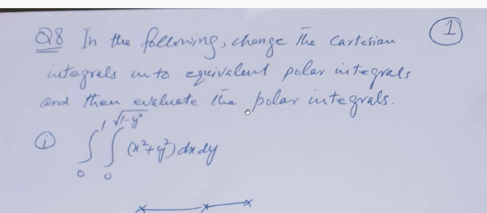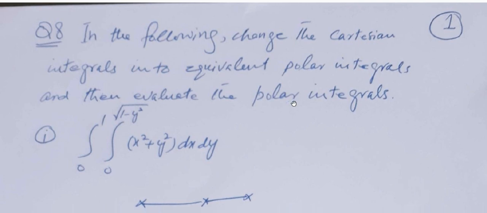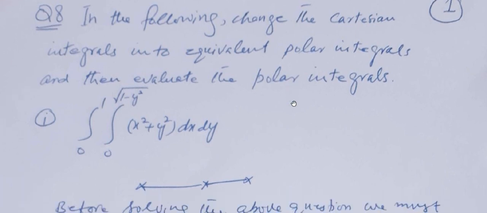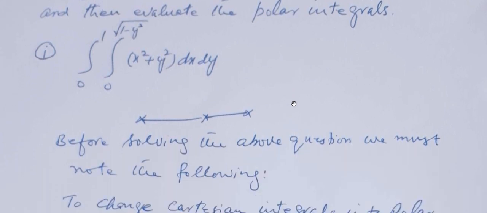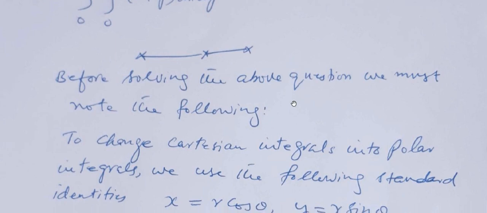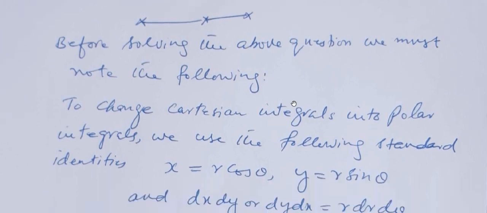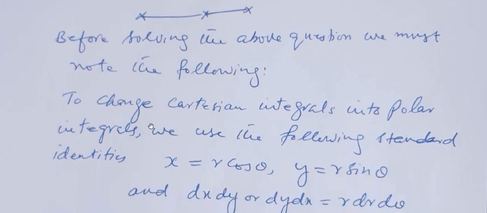So it means again you have to solve the double integral, and first you have to evaluate it. But how do you have to evaluate it? You have to evaluate by using polar integrals. Now what is the method? How can you solve these questions? So the scheme is what you will do. First you will change the Cartesian integral into polar integral.